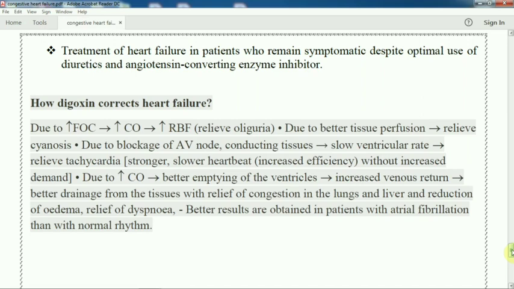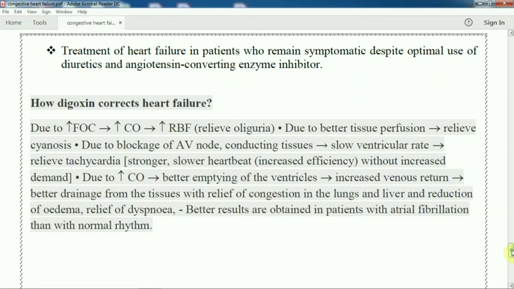As a result, relief from oliguria, and also increased cardiac output gives relief from dyspnea, relief from edema, relief from the liver congestion. So this is the congestive heart failure patient's relief from digoxin.